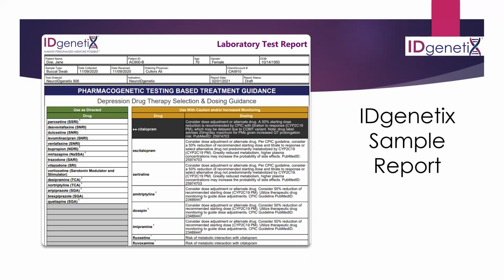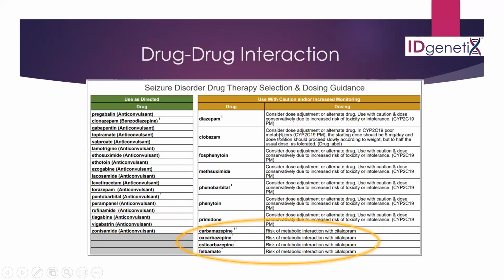Or if there's clinical indication for your patient to be on citalopram, start off with a 50% lower dose and then titrate up. It tells you it's from CPIC guidelines, and it gives you a reference as well for the PubMed ID reference. And it does give you the black box warning, a warning on a medication, for example, particularly for this one, since they're 2C19 poor metabolizer, to stay within a maximum of 20 milligrams a day because of QT prolongation. And we provide the drug-drug interaction piece right here.